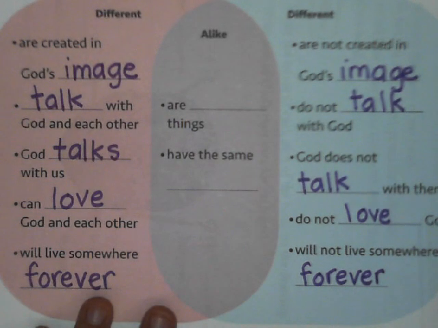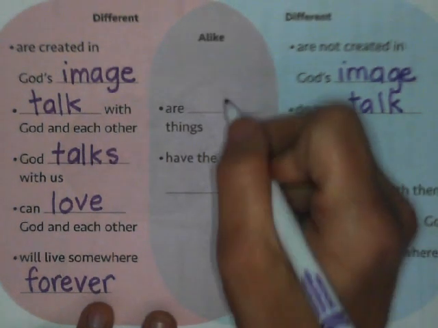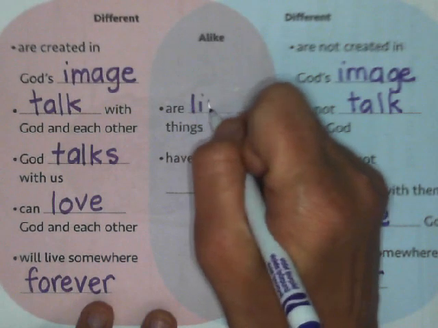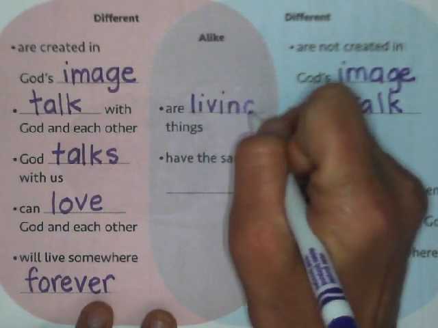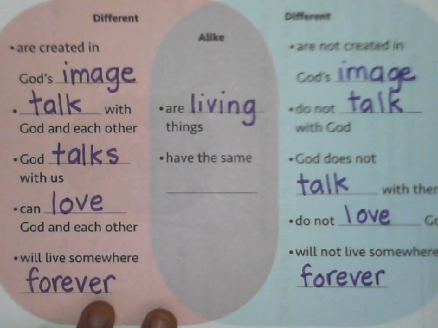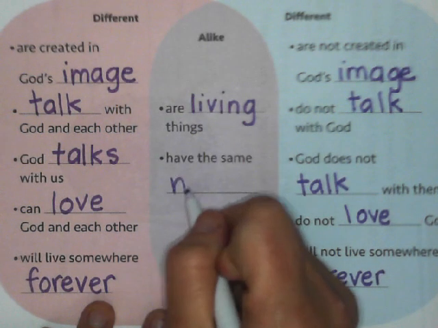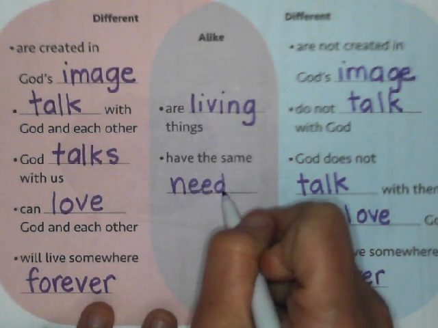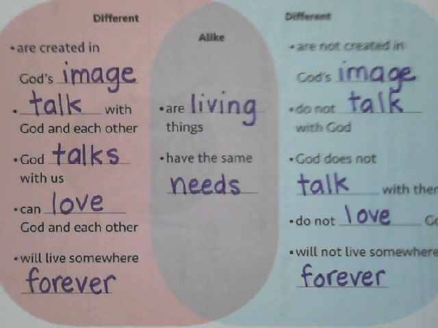And now let's go to alike. We see that people and animals are alike because they are living things. And we also know that they are alike because they have the same needs. Very good. You can upload a picture of your completed work.